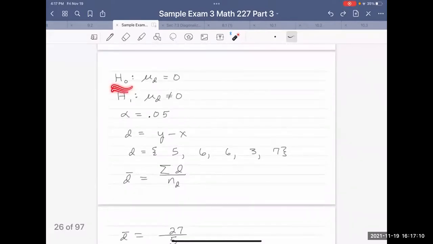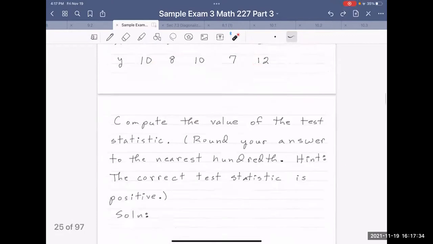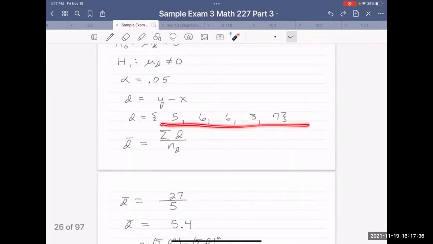Okay, so the null hypothesis is that the population mean of the differences is 0. The alternative hypothesis is that mu sub d is not equal to 0. Alpha is 0.05. Let d equal y minus x. So let's just subtract: 10, 6, 6, 3, 7.